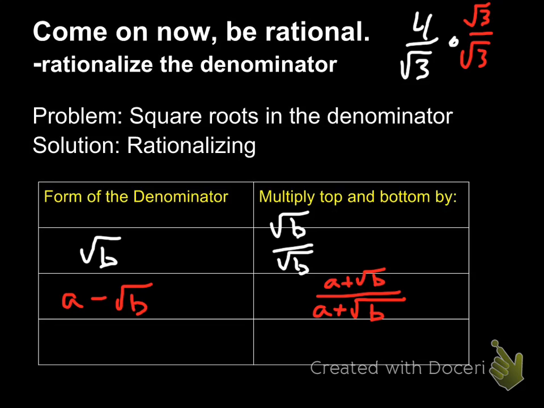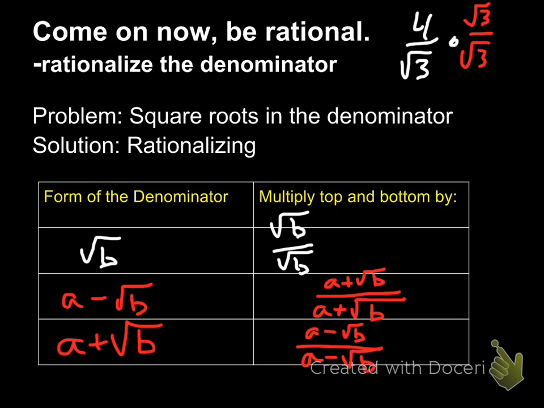If I have the form of the denominator a plus the square root of b, you have to go a minus. The conjugate of a plus the square root of b is a minus the square root of b, divided by a minus the square root of b. So it's kind of like the reciprocal. Very similar to the reciprocal, yes.